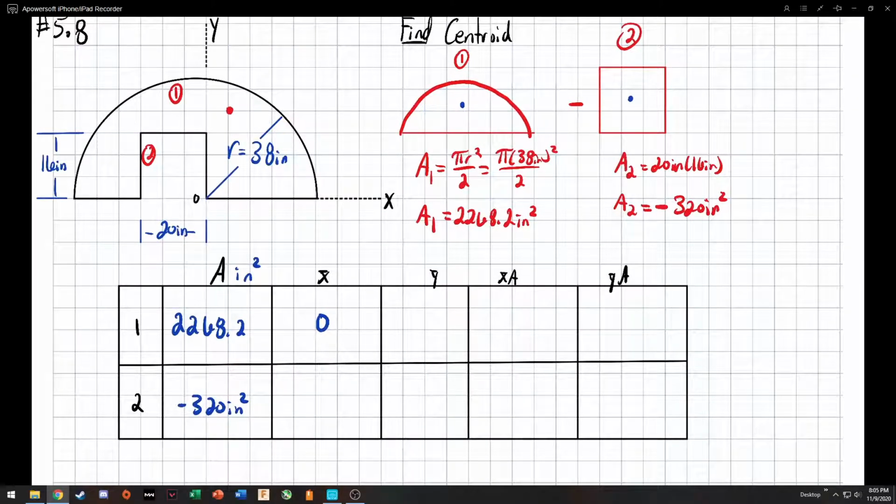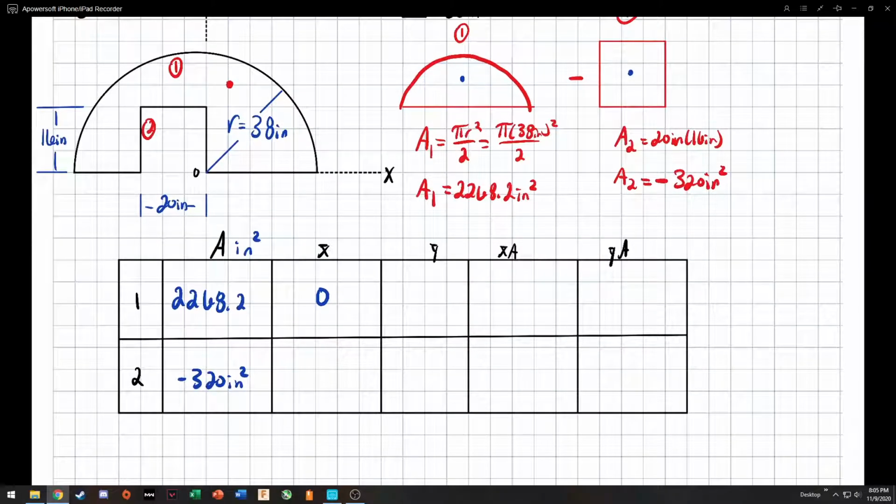Now we need to find it in the y direction. To find it in the y direction, our y bar of 1 is going to be 4r over 3 pi. Solving that out, we get 16.13 inches. Those are also inches. Alright, now we're going to do the same thing for the rectangle. In the rectangle, we have the origin right here, and we have to go to the left half of 20. So we're going to have a negative 10 inches in the x direction.